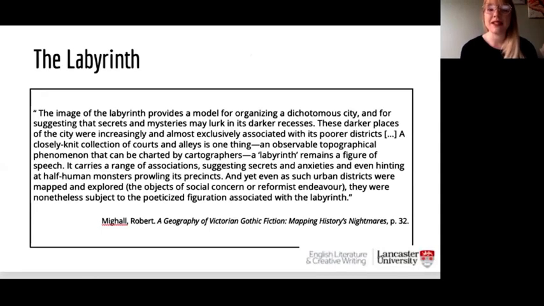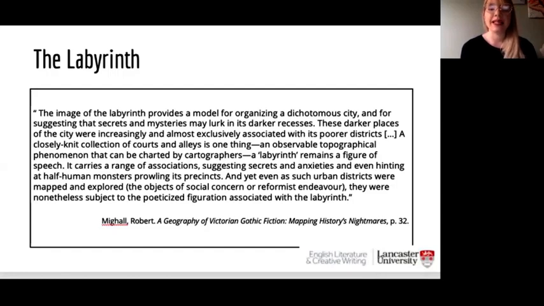These darker places of the city were increasingly and almost exclusively associated with its poorer districts. A closely knit collection of courts and alleys is one thing, an observable topographical phenomenon that can be charted by cartographers. A labyrinth remains a figure of speech. It carries a range of associations, suggesting secrets and anxieties, and even hinting at half-human monsters prowling its precincts.